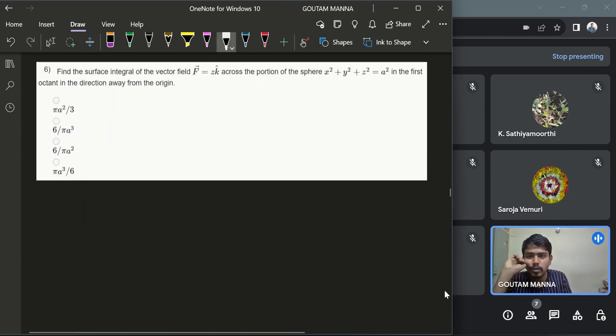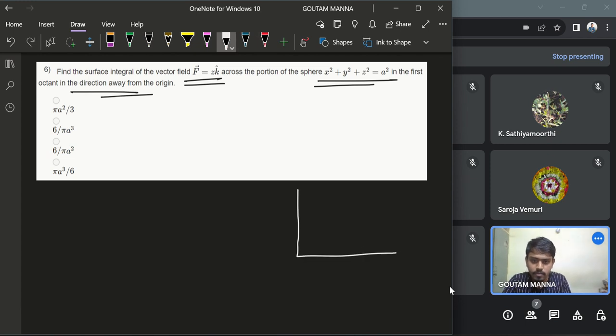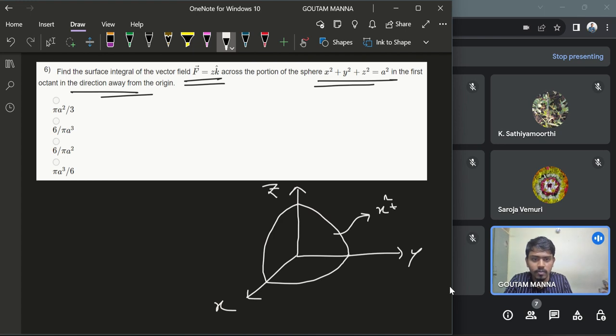So find out the surface integral of this vector field F equals z k cap across the portion of the sphere in the first octant. This is a sphere of radius a having origin at the center, and the direction is away from the origin. Let me draw the sphere first. It's x, y, z. This is the sphere of radius a. So x square plus y square plus z square equals a square.